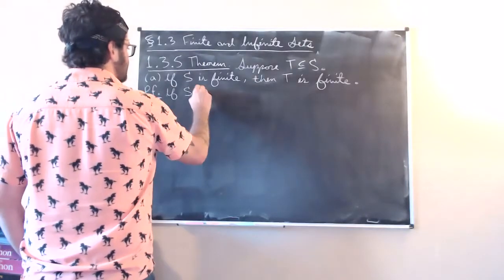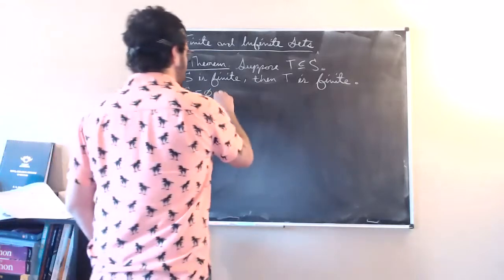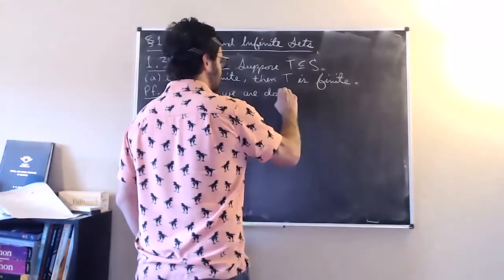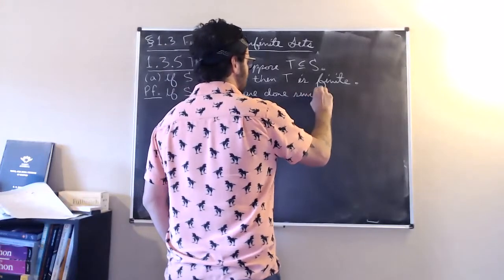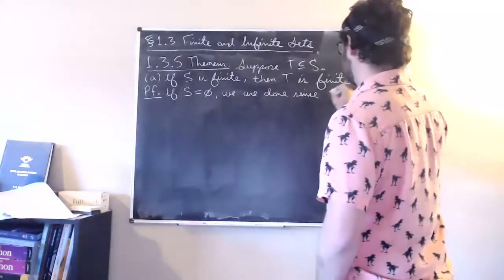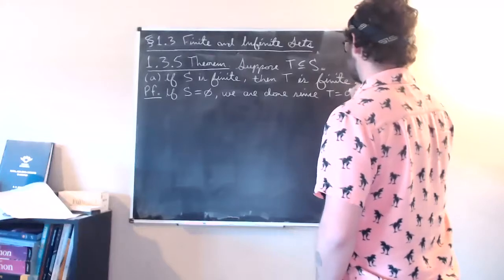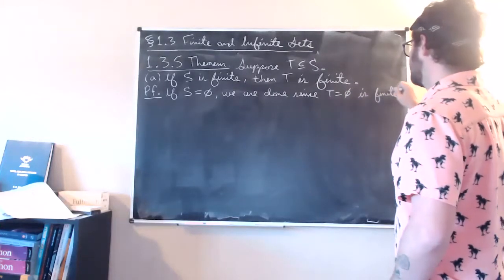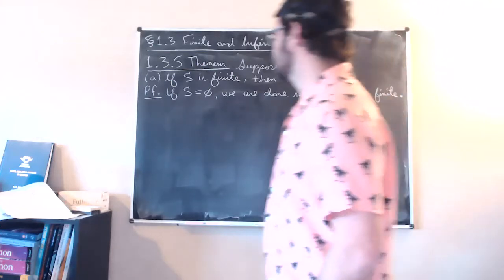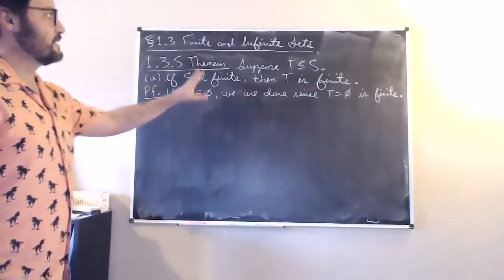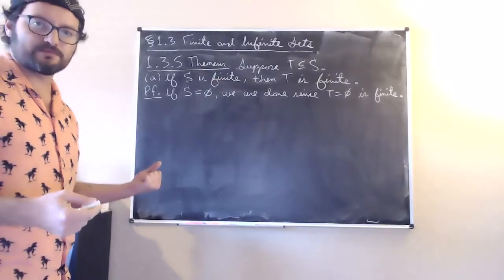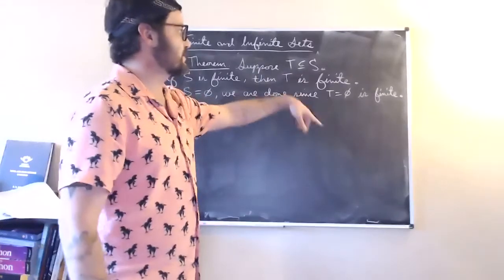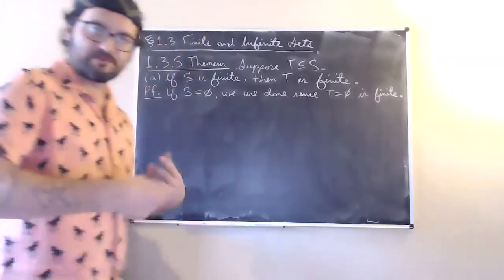If S is equal to the empty set, we are done, since T equals the empty set is finite. So if S is finite, then it's either empty or non-empty with some number of elements in it. If it is empty, then that means that T is a subset of it, then T must also be empty, which means that it's finite.